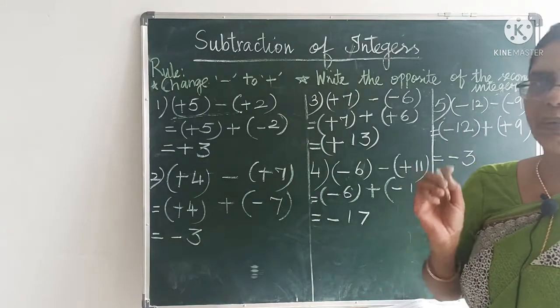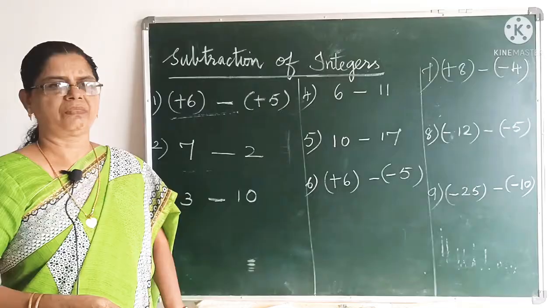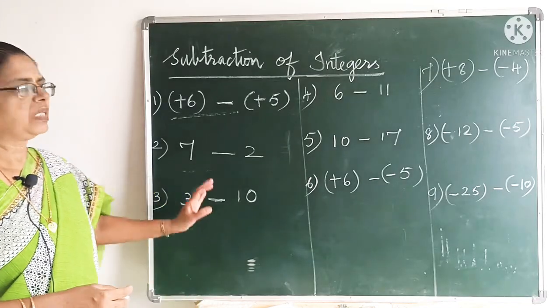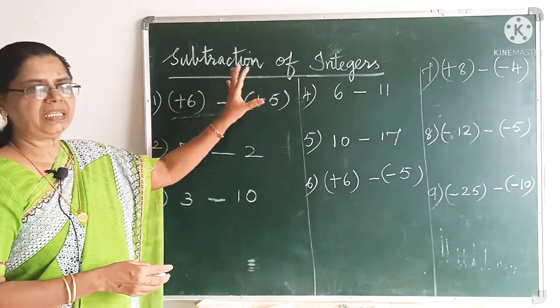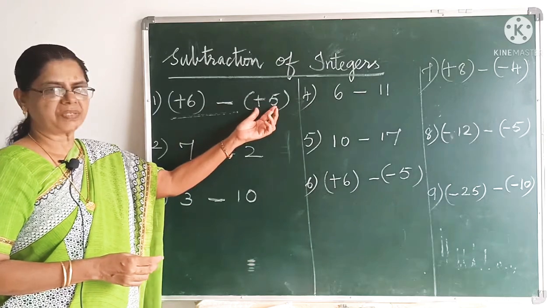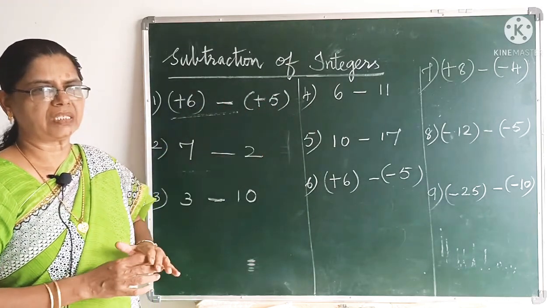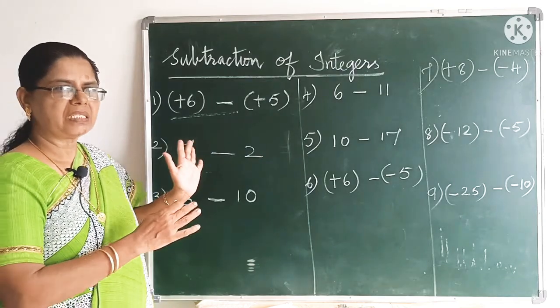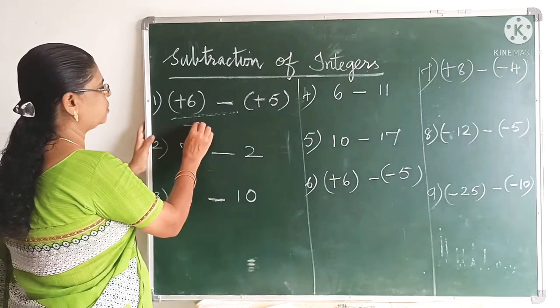Children, I hope now you are very thorough with the subtraction of integers. Now, let's learn an easy method to subtract the integers. Plus 6 minus plus 5. You can take it as 6 and 5. In your lower classes, you have learned how to subtract 6 and 5. 6 minus 5 is equal to 1.